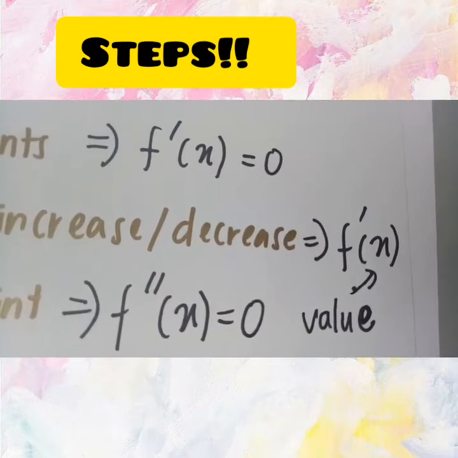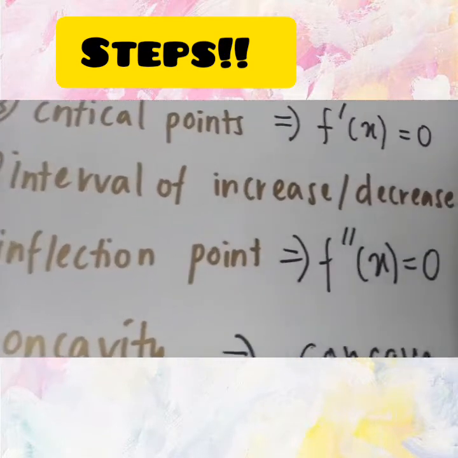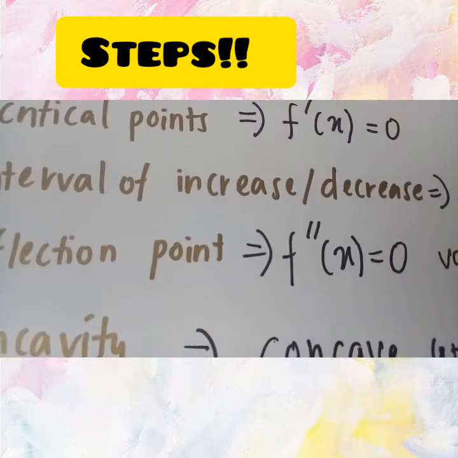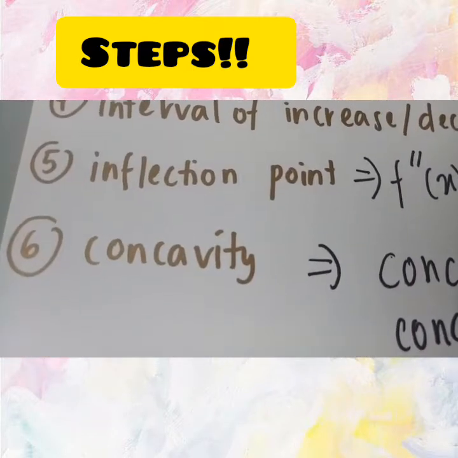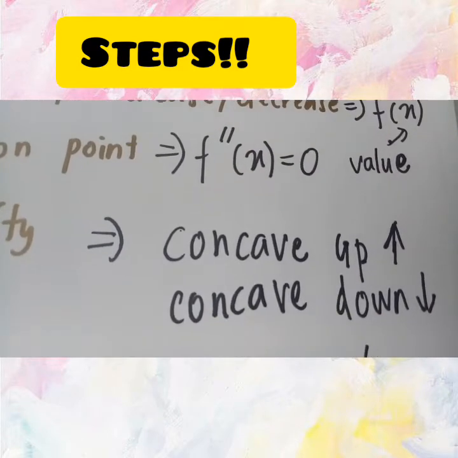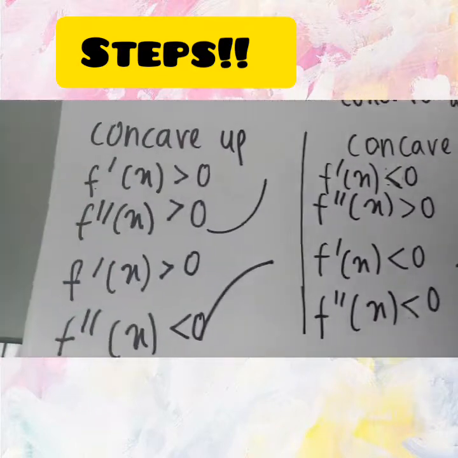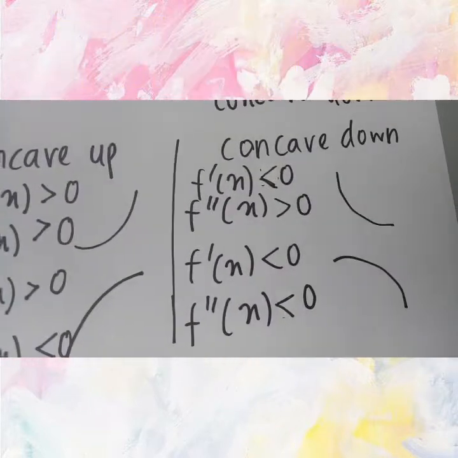You have to find f'(x), but you need to substitute values of x. And then the inflection points, where you find the second derivative of f(x) equal to 0. And lastly, the concavity, where you find whether it is concave up or concave down. But concave up and concave down have two different shapes.